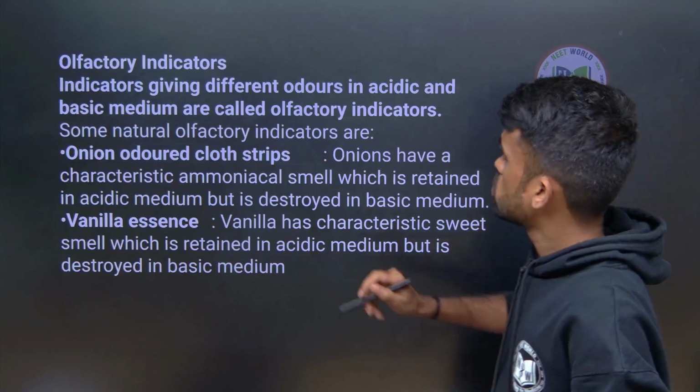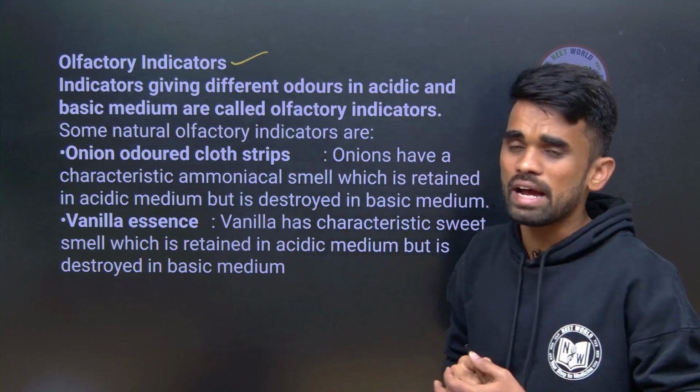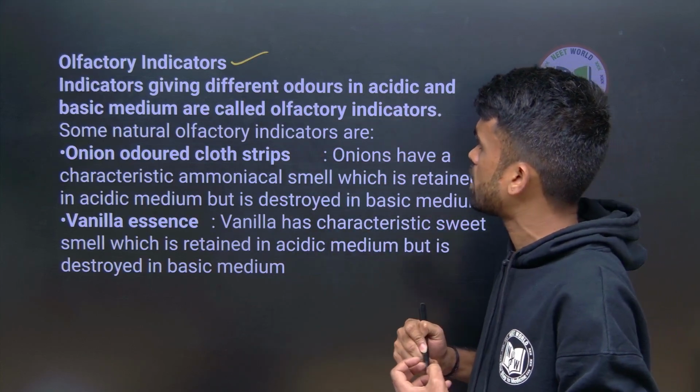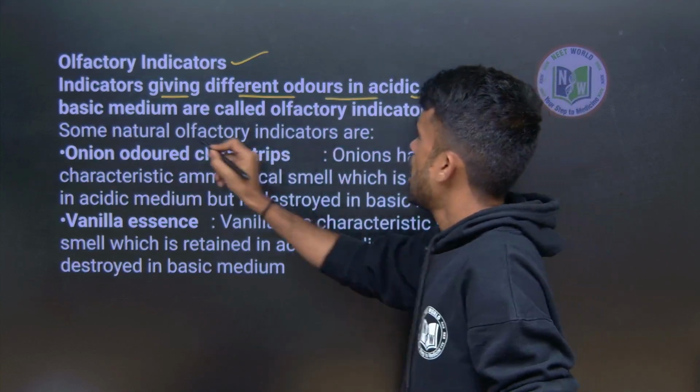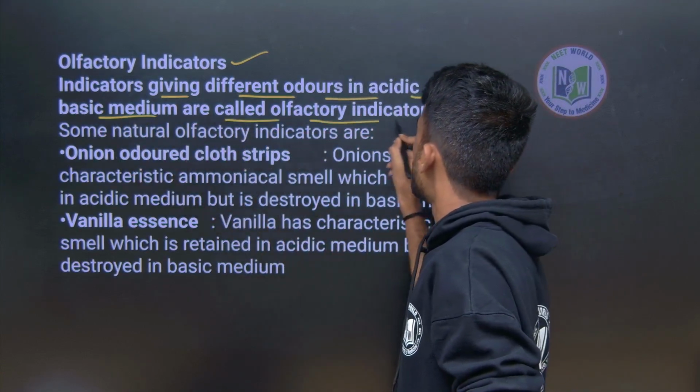Then next, we have another type here, olfactory indicators. What are olfactory indicators? Indicators giving different odors in acidic and basic medium are called olfactory indicators.